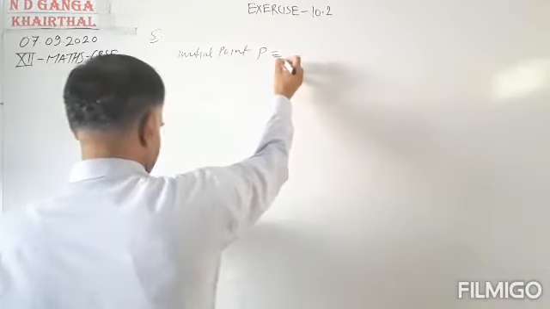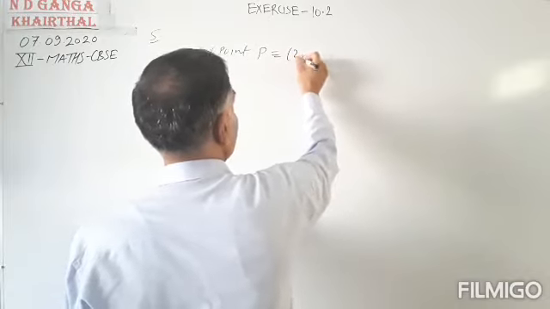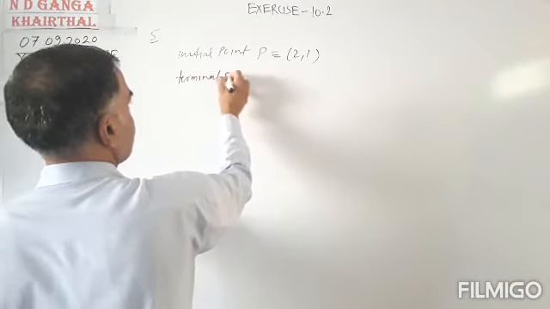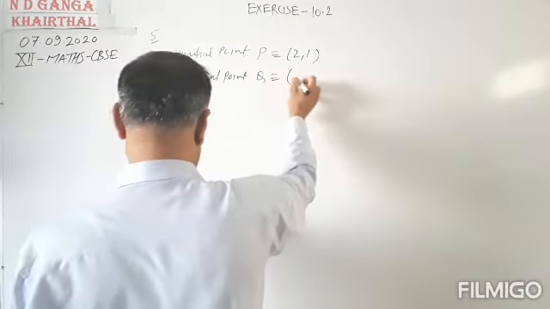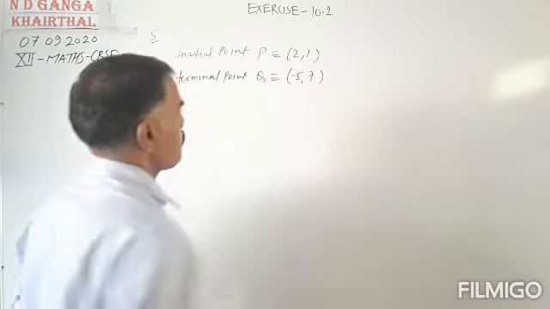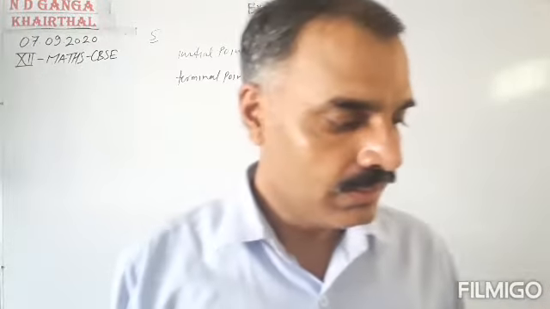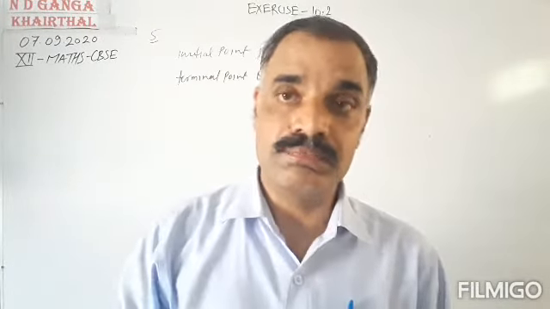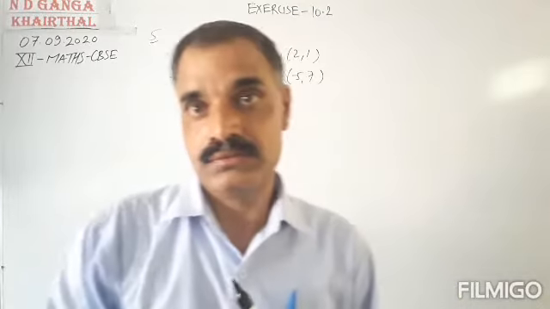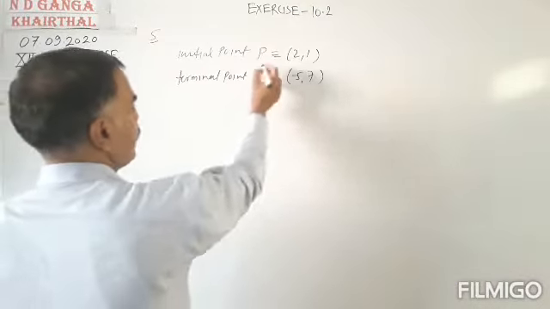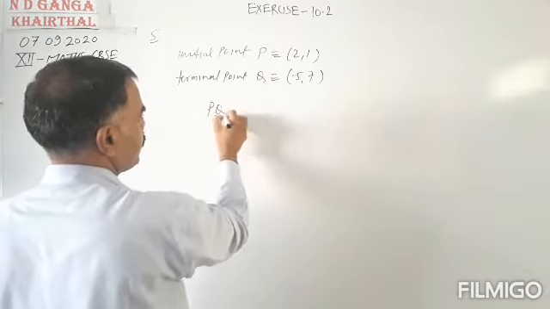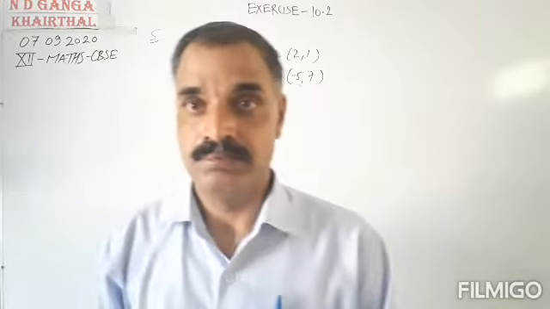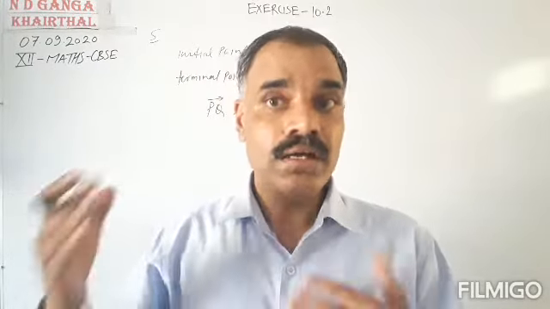P given as (2, 1) and terminal point Q given as (minus 5, 7). Okay, and we have to find the scalar and vector components of the vector with this initial point and terminal point. Okay, the initial point is written first and the terminal point is written second, PQ vector. Okay, so the required vector is PQ vector. The initial point is P and the terminal point is Q.